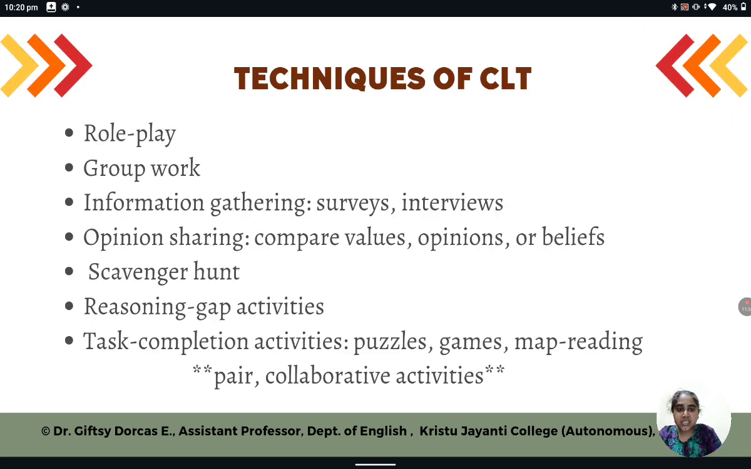So the techniques that could be used or adopted under CLT are role play, group work, then scavenger hunt, reasoning gaps. You could also have puzzles, games, map reading. So pair and collaborative activities should be the primary focus. So all the techniques that you use need to have not only individual learners but learners that can interact in such a way that the teacher also can be part of the learning process.